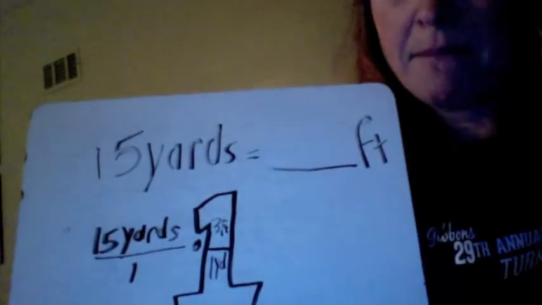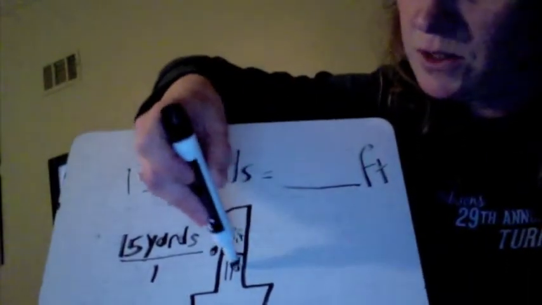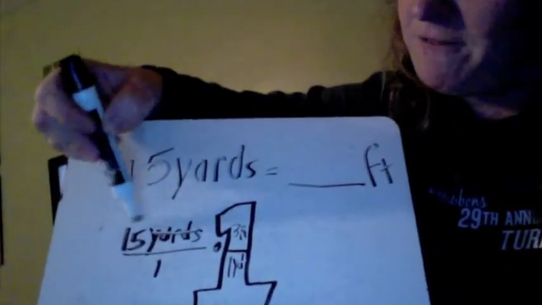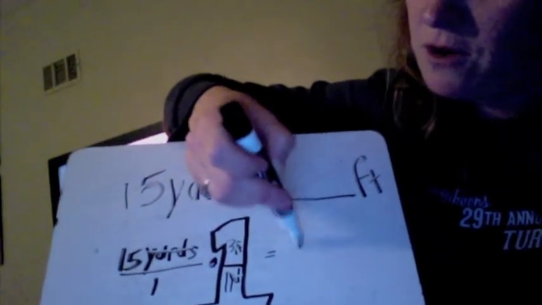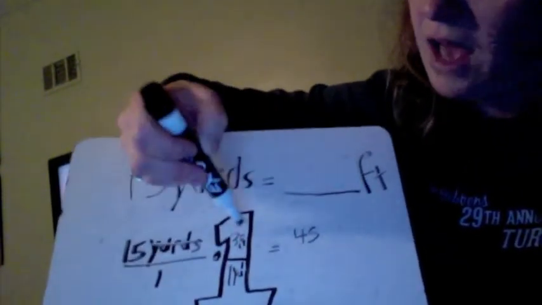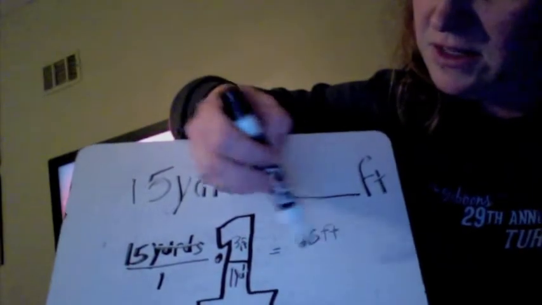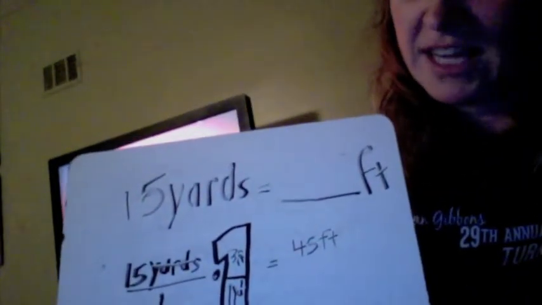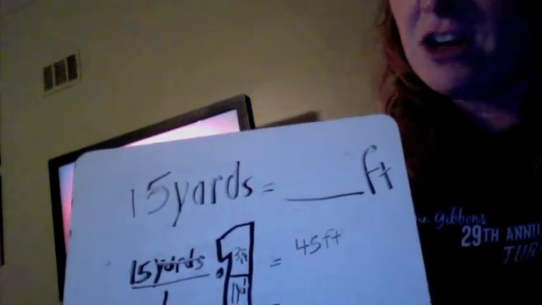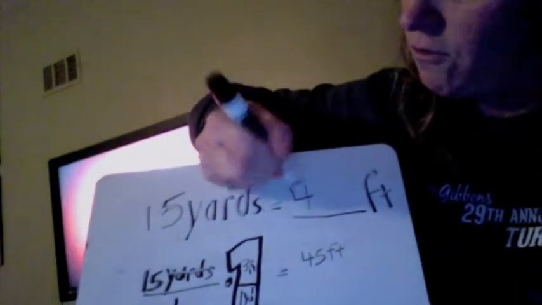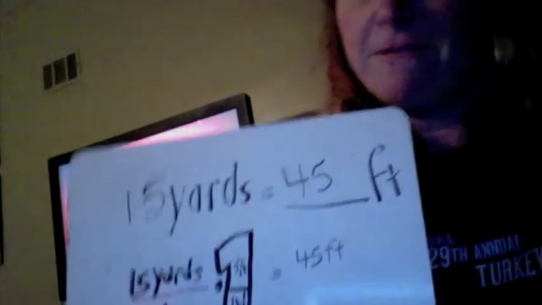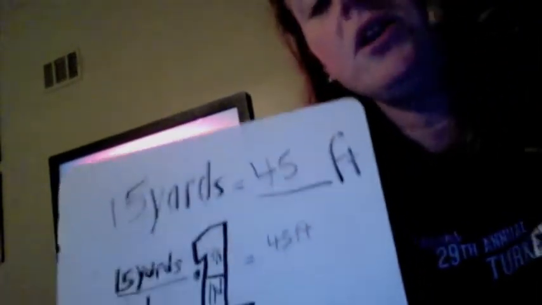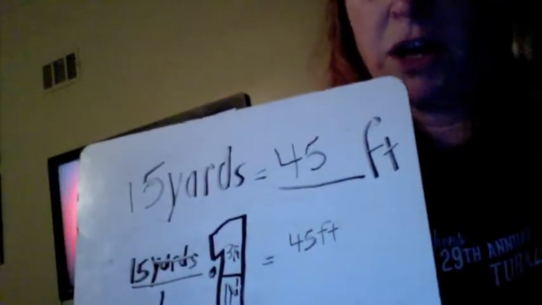So when I do that, I know that my yards and yards will cancel. And I know that 15 times 3 is 45. I still have feet. And 1 times 1 is 1. There's no yards left anymore because I canceled them out. So 15 yards is the same as 45 feet.